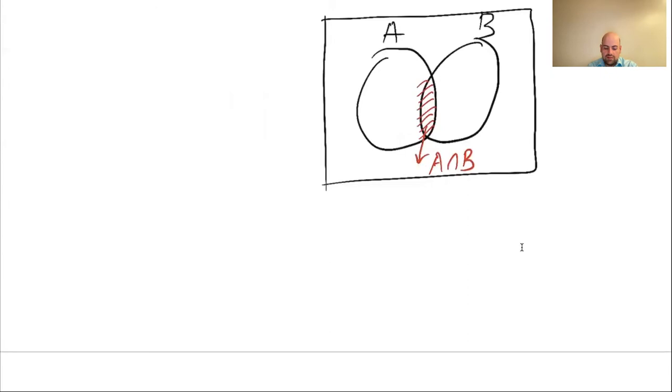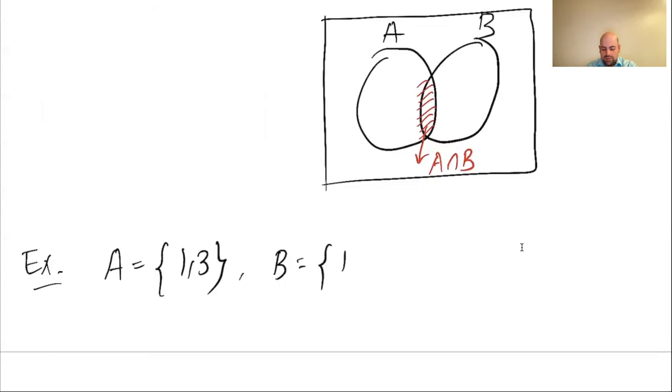Okay, and then let's look at an example. Let's say A equals {1, 3}, B equals {1, 4}. So what are the common elements between {1, 3} and {1, 4}? There's only one common element, which is 1.